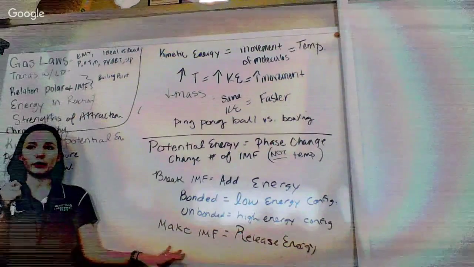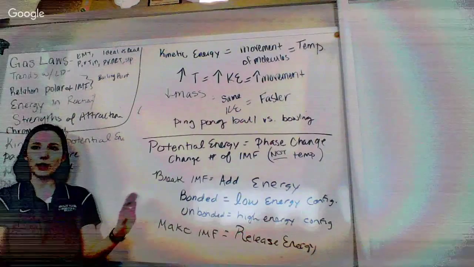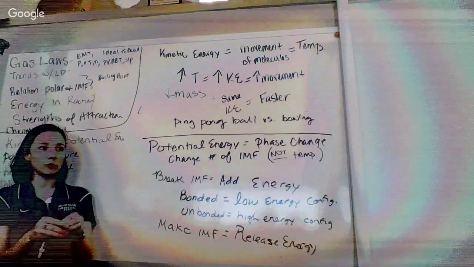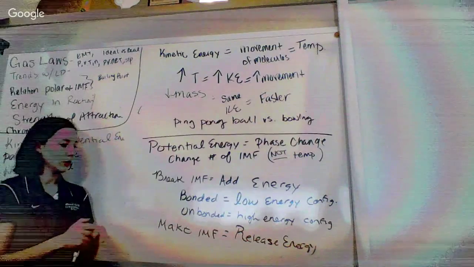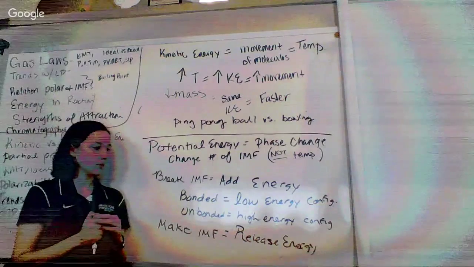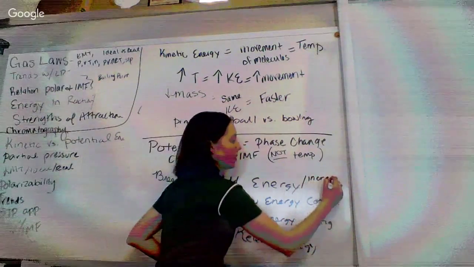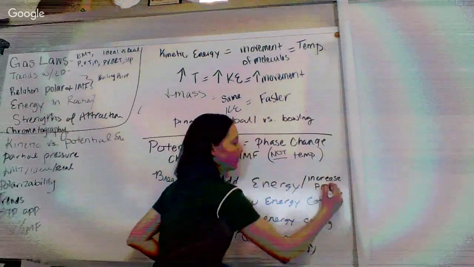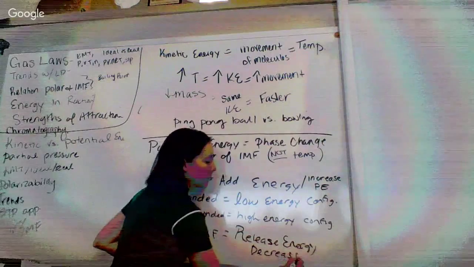Here we're releasing the energy. Your atoms had the energy. When you make your bonds, they had to have it to be separate. And now when you move them to the low energy configuration, you can release that energy. So you're decreasing your potential energy. So this is going to increase potential energy. This one's going to decrease potential energy.